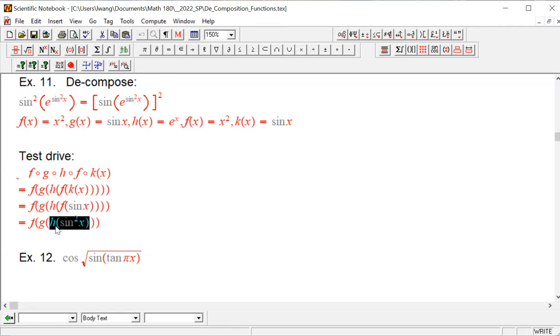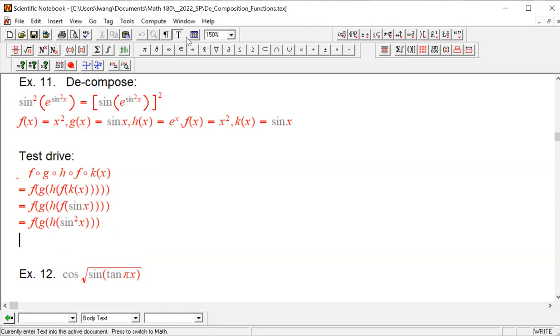What is the rule of h? The rule of h is saying take whatever the input is and raise e to that power. The input is sine squared. So h says take that input and power e. So we're going to take this input and apply the rule of h and power e.